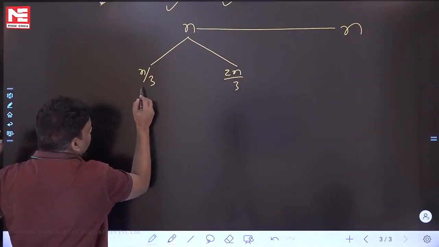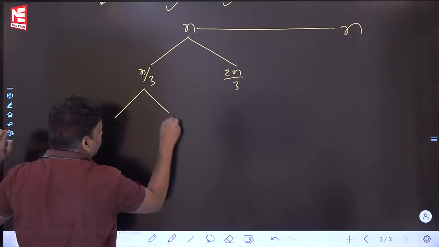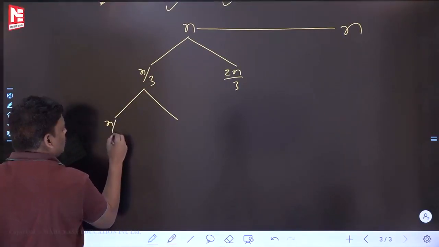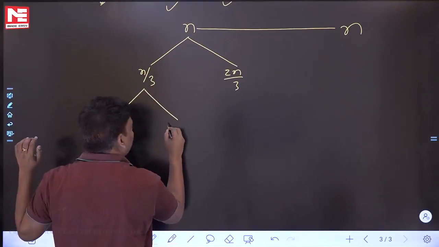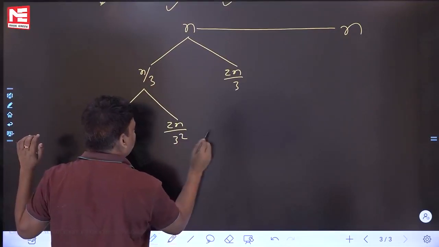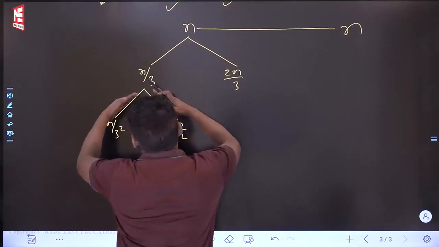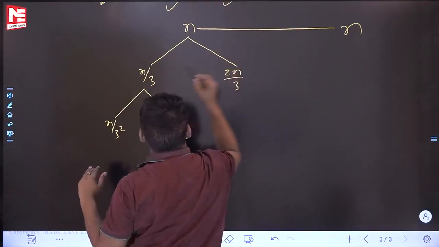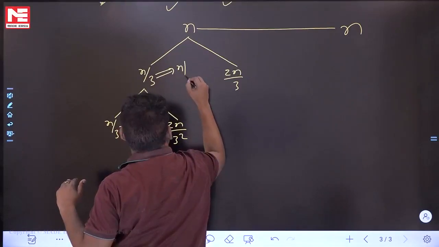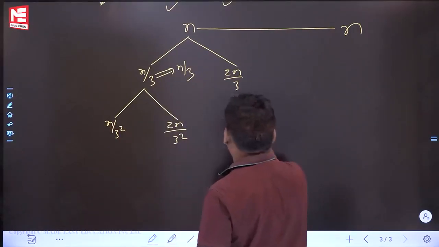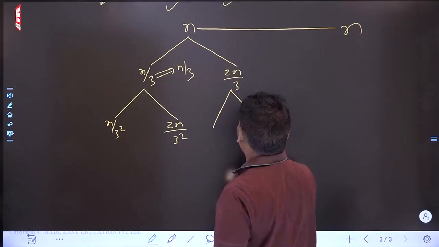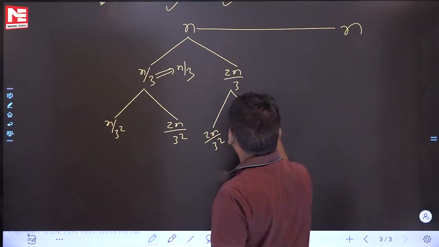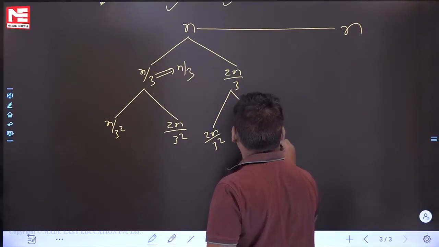What is the meaning? This n/3 will be divided into 2 parts. Left, whatever is there, left multiply by 1/3. What is the answer? n/3 square. Right multiply by 2/3. What is the meaning? 2n/3 square. But one thing, n elements are there, it will take n times. Similar way, n/3 is there, it will take n/3 times. Same way here also, 2n/3 is there, left multiply by 1/3. What is the meaning? 2n/3 square. Right multiply by 2/3. What is the meaning? 2 square n/3 square.